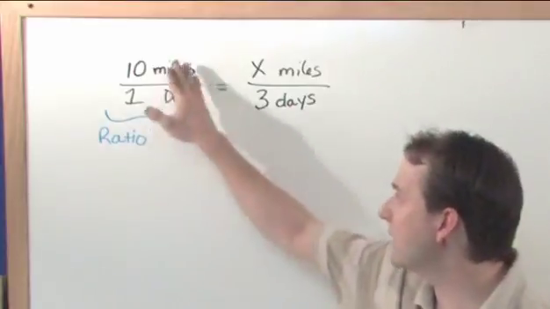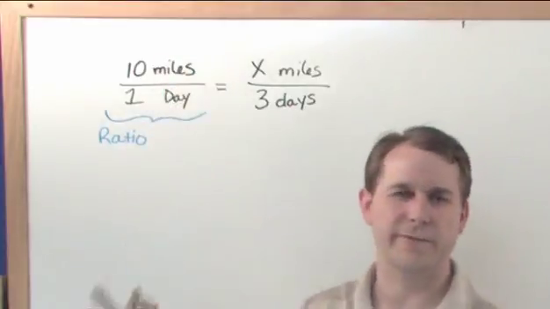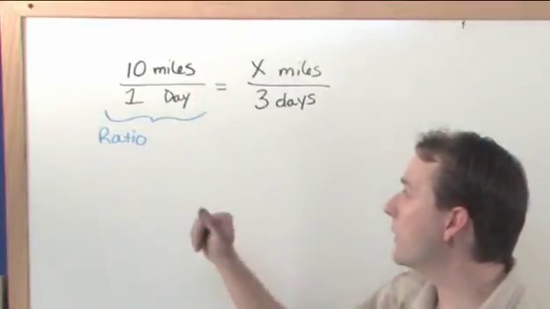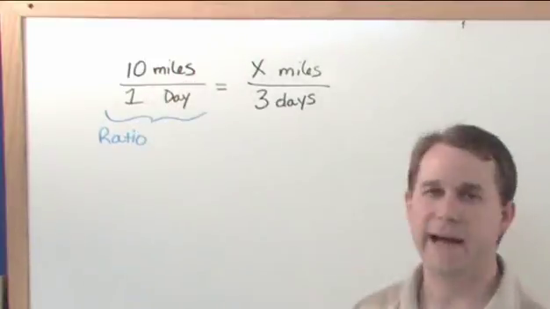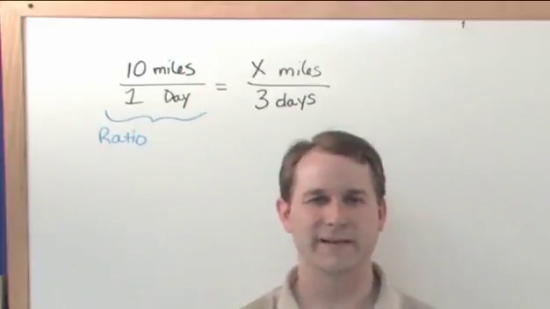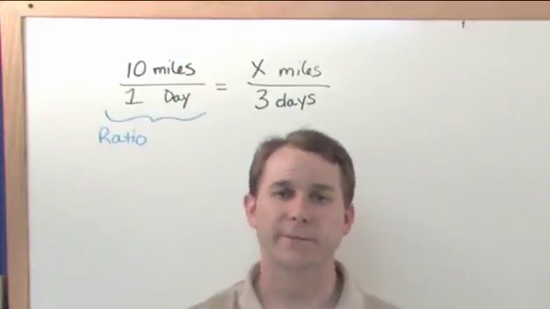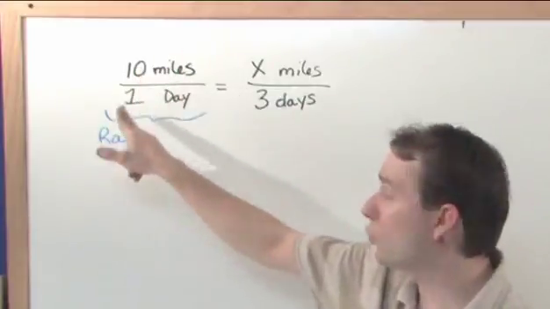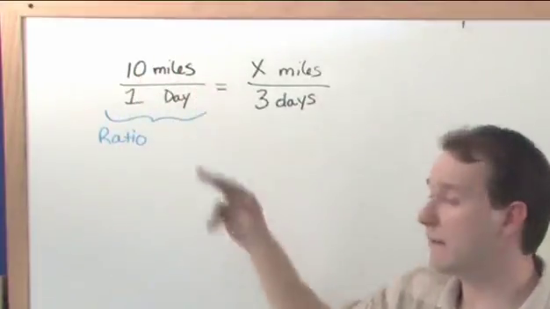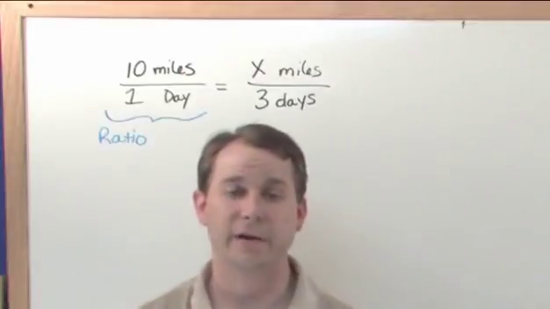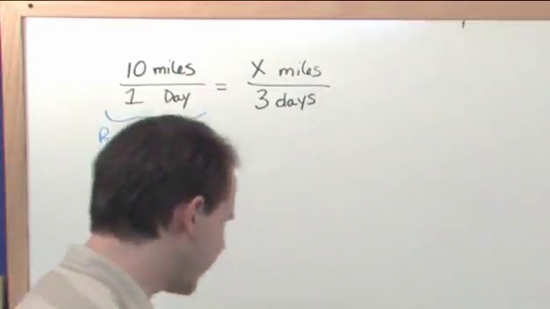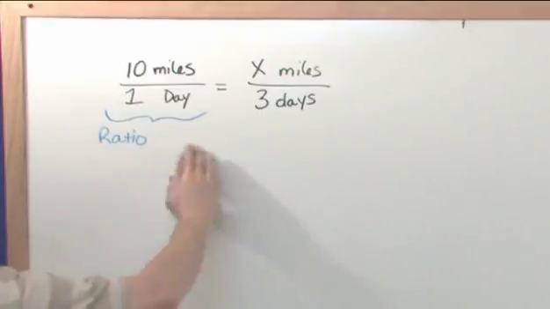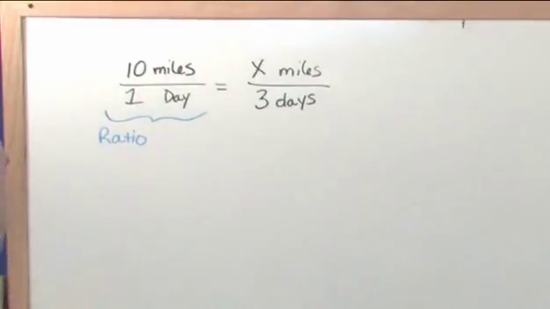These two numbers are completely unrelated, other than the fact that they're telling you how many miles you can walk in one day. 10 miles in one day. We know they're tied together because that's how fast I can walk. So you put them together in this ratio, which is basically a fraction, 10 over 1. And I'm writing down what it is, miles per day, to help you out. This is called a ratio. This tells me how fast I'm doing something, or what rate I'm doing something.